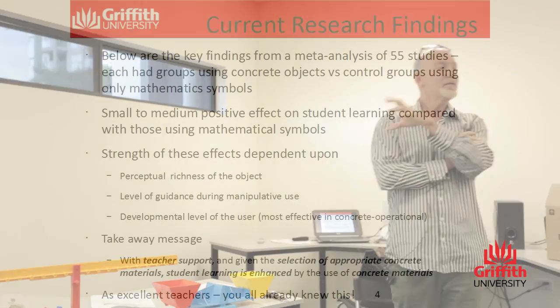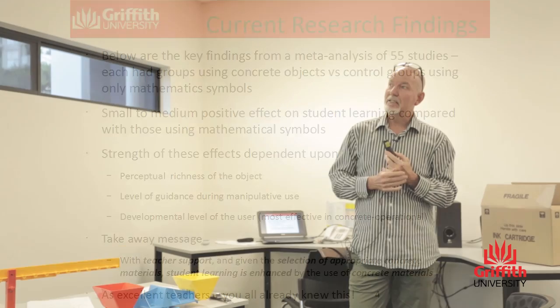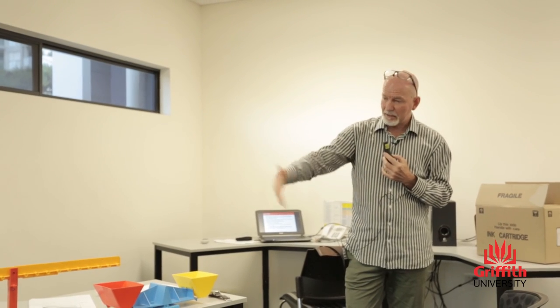I based this slide on a meta-analysis of 55 articles in the literature about manipulatives. So if ever you're short of reading material, a meta-analysis is a good place to start, because it means an academic has done the work for you. In this case, these academics looked at 55 case studies and compared groups that used concrete objects, manipulatives, maths materials such as these, versus control groups of students who only used maths symbols.